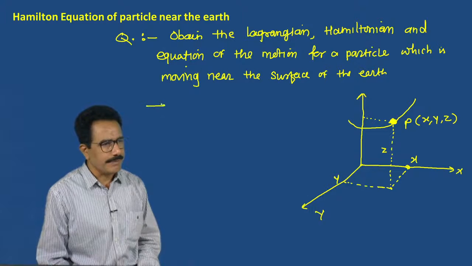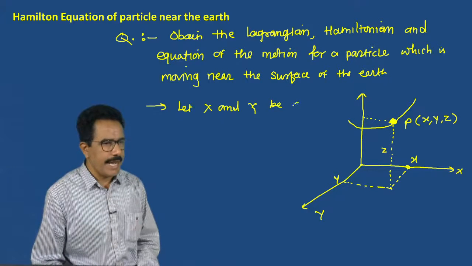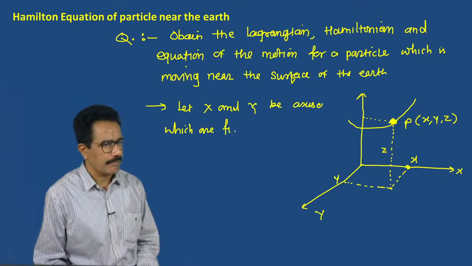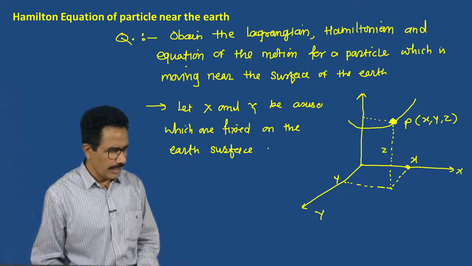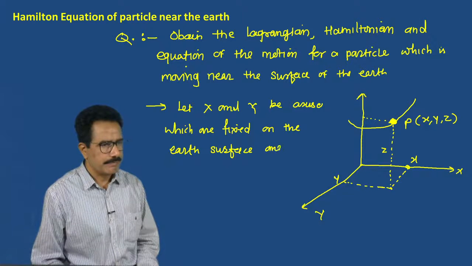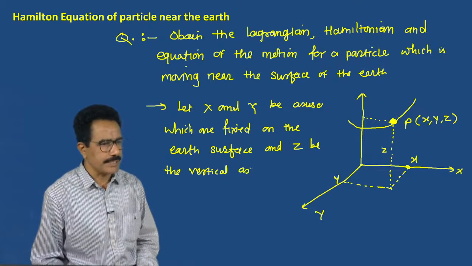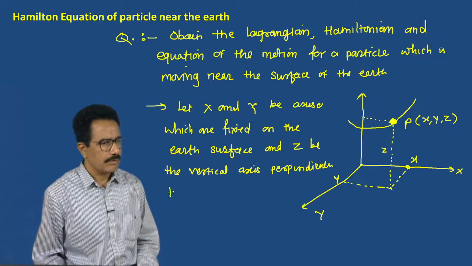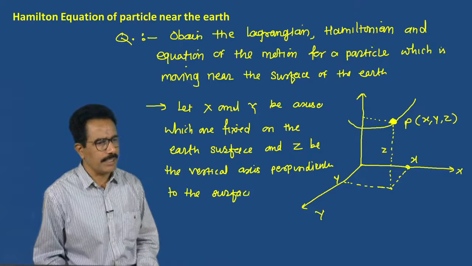So we shall write this theory. Let x and y be the axes which are fixed on the earth surface, and z be the vertical axis perpendicular to the surface of the earth.